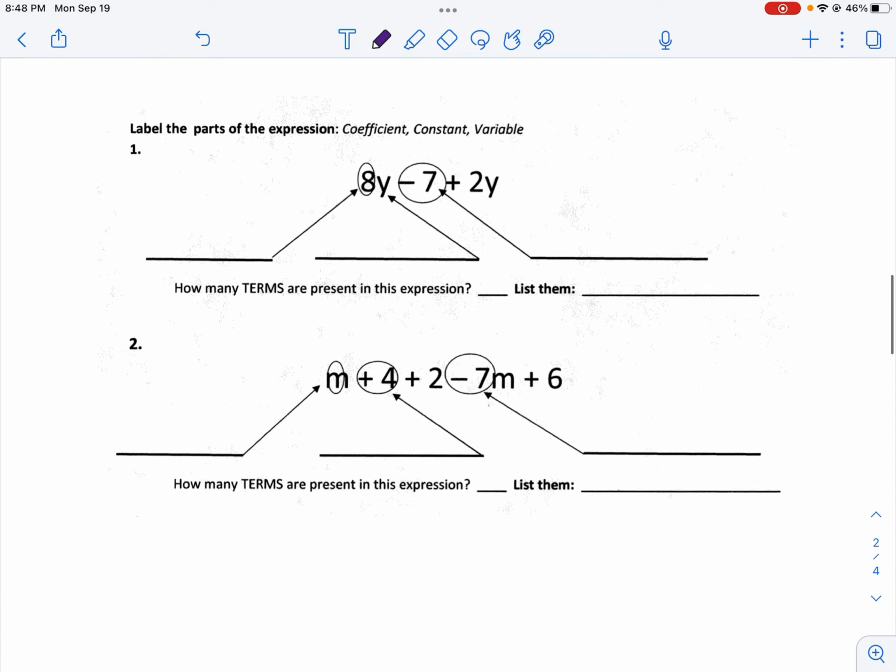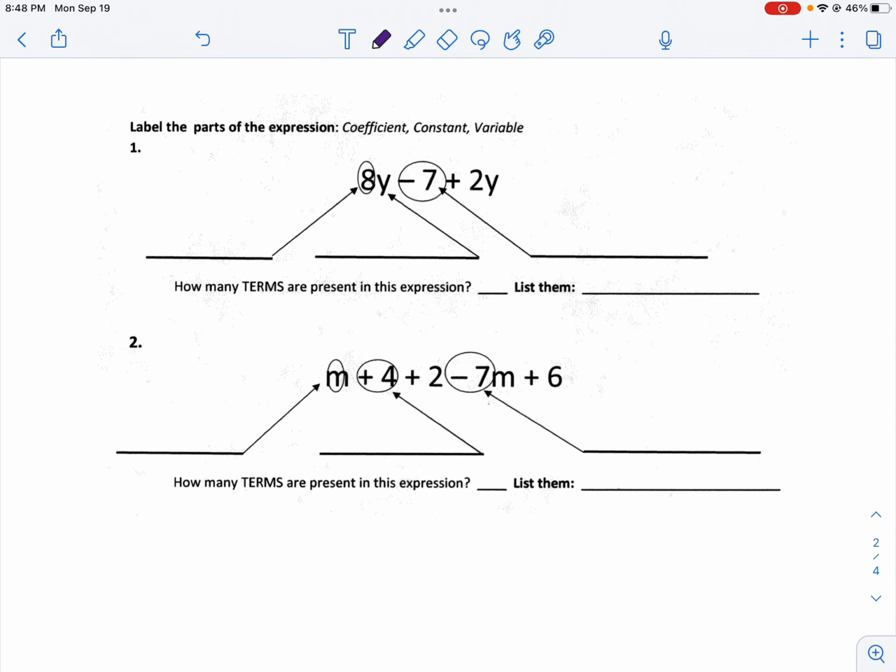And now we're going to move on down here. So here's an expression where all of these terms have been put together. So 8y, negative 7, 2y. We're reading this as 8y minus 7 plus 2y. They've circled different parts, and we want to label those.